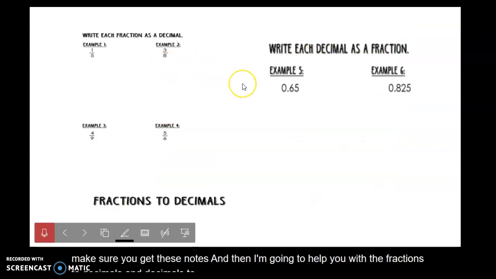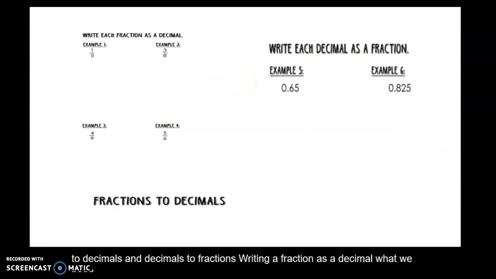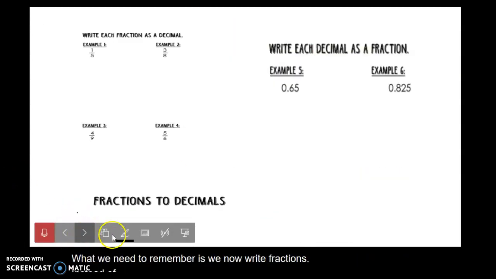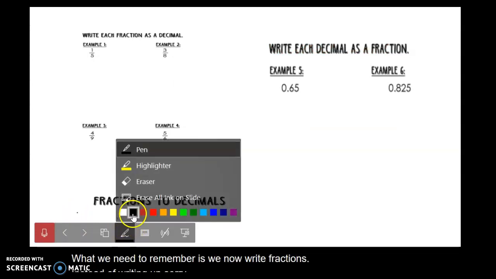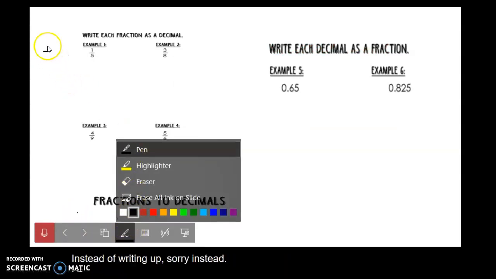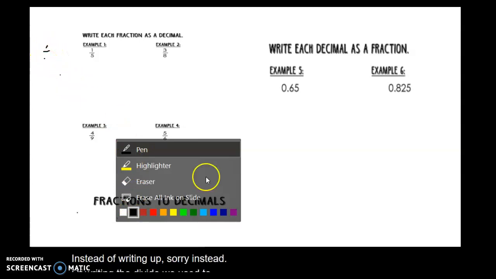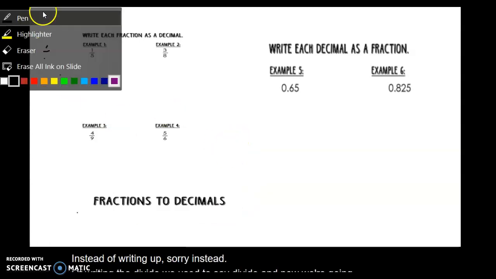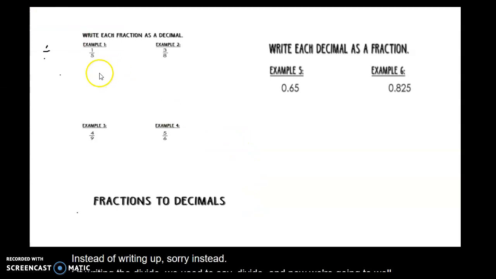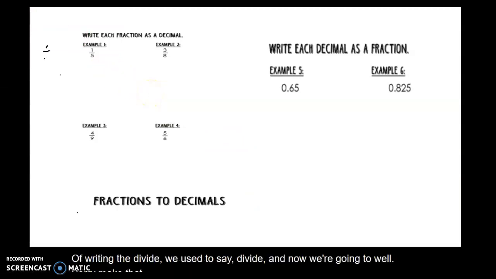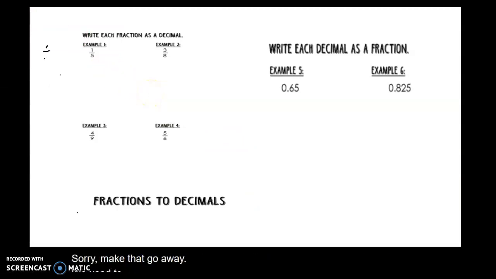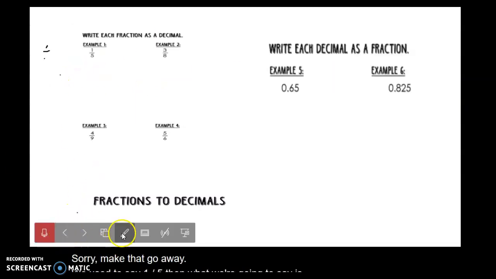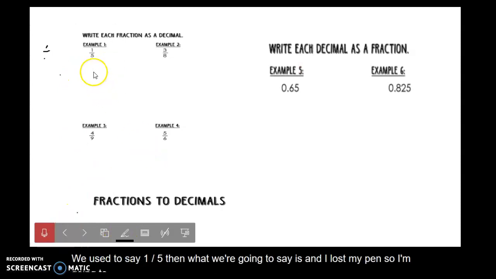Writing a fraction as a decimal, what we need to remember is that we now write fractions instead of writing the divide sign. We used to say divide, and now we're going to make that go away. We used to say 1 divided by 5. Then what we're going to say is, and I lost my pen, so I'm going to go back and see if I can find it.